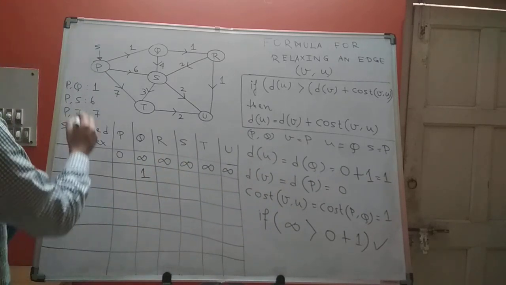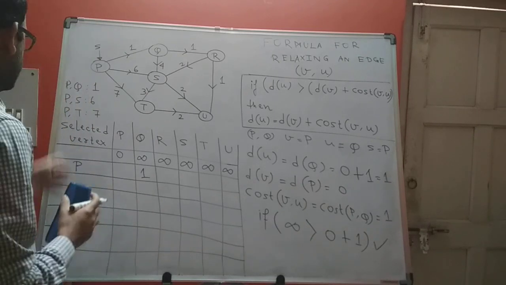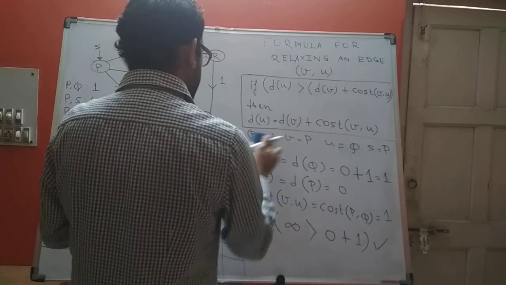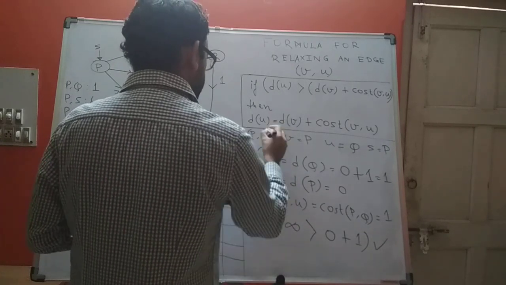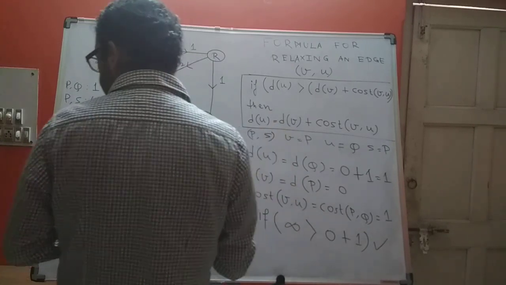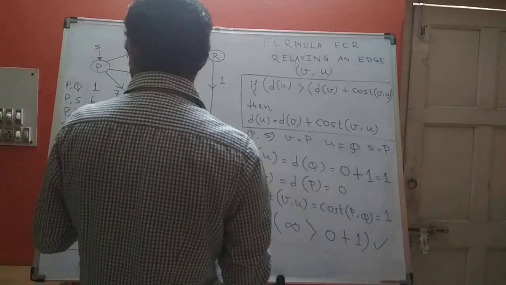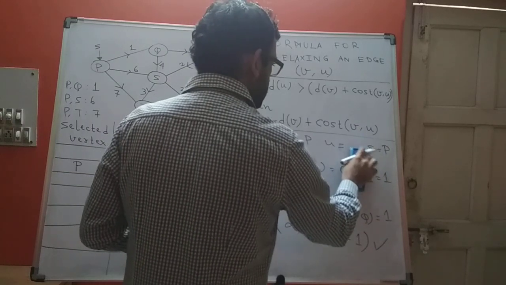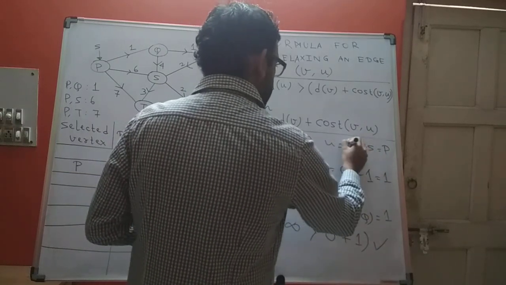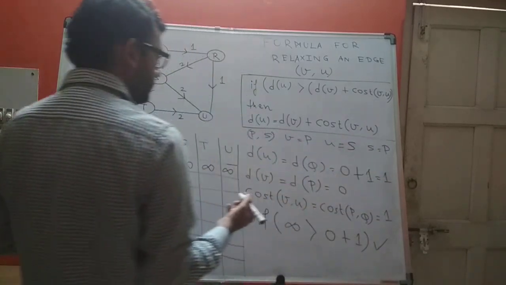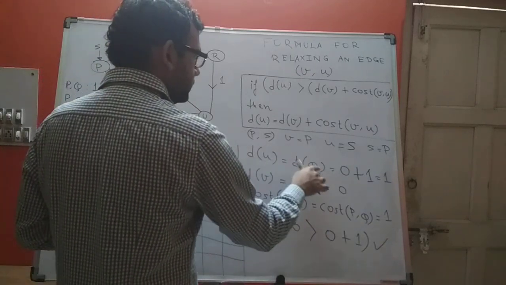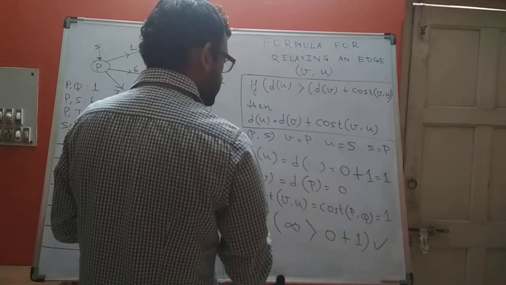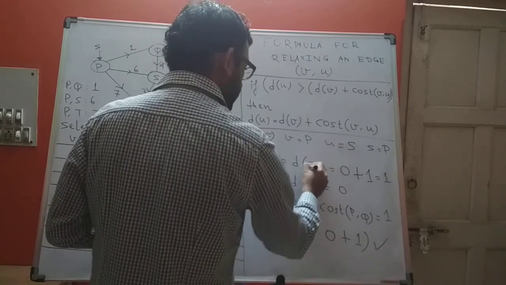Okay, so I've relaxed the edge p comma q. Next I'll relax the edge p comma s. So what is v? V is p, u is s, and my source remains the same, it's p. Now du is, in this case, u is my s. So I'll write s here.